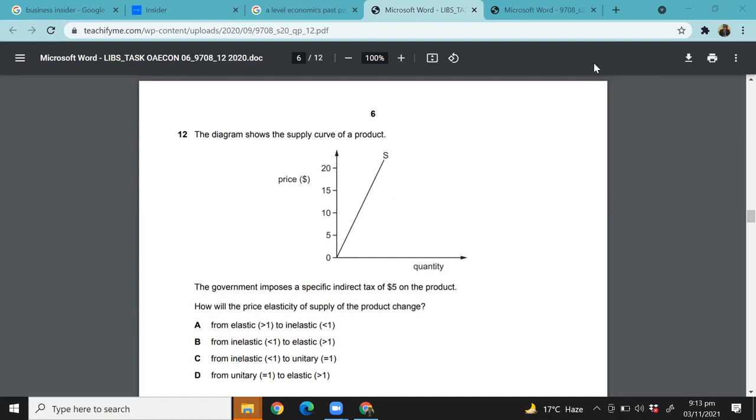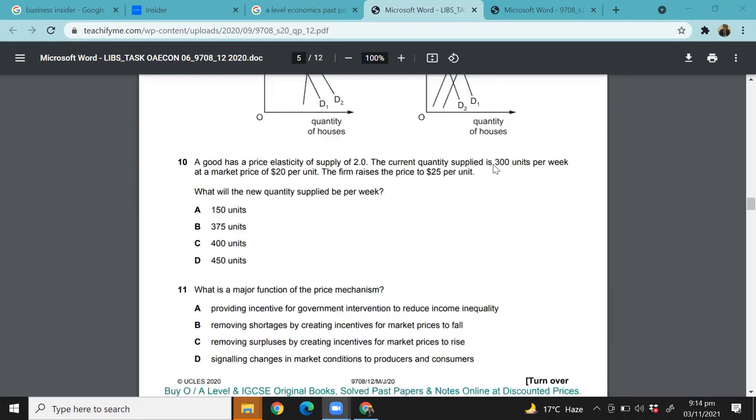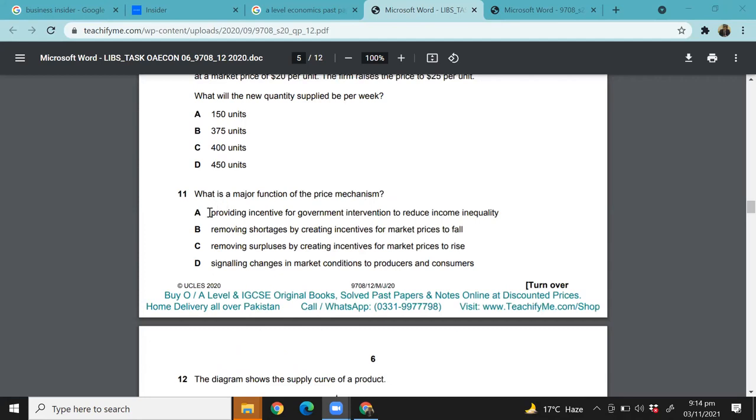So sometimes there are also weird questions like these. What is the major function of the price mechanism? Providing incentives for the government intervention to reduce income inequality; removing shortages by creating incentives for the market price to fall; removing surpluses by creating incentive for market price to rise; signaling changes to market conditions to producers and consumers. So what is a major function of the price mechanism? Out of these options, which one do you think is correct?